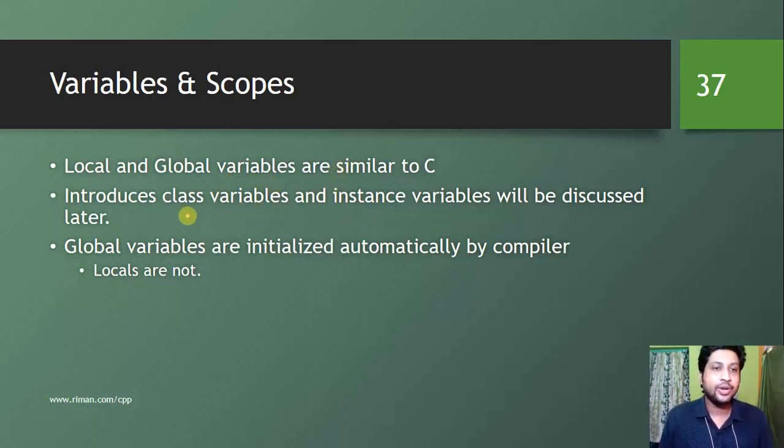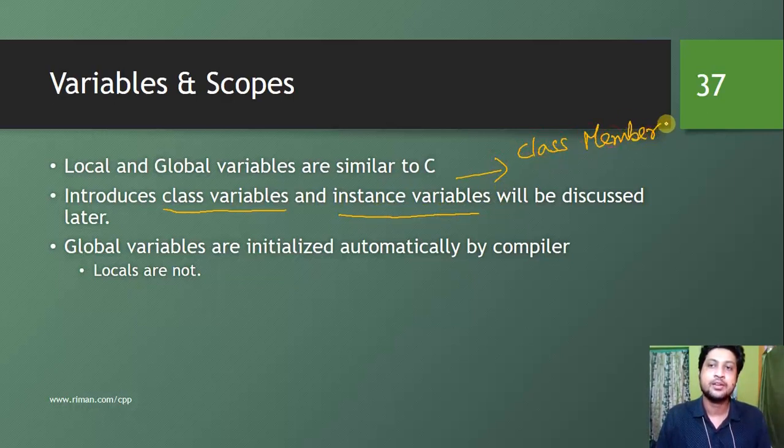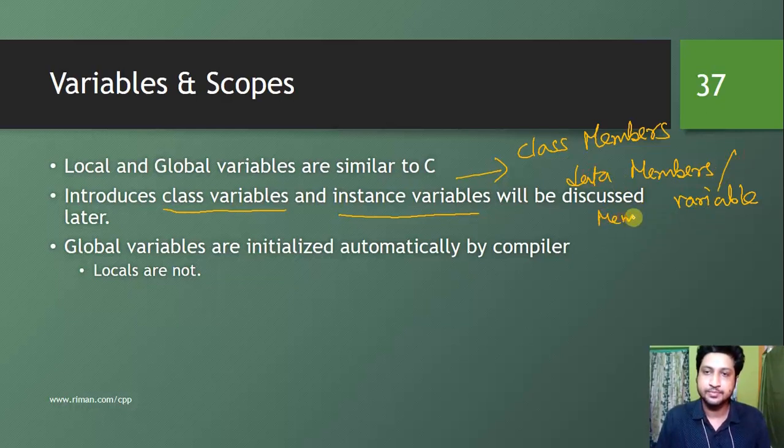Whereas C++ has introduced two different variables, class variables and instance variables, and they will be discussed later. You already have some idea about instance variables. They are inside the class, so they are class members, also known as member variables. Instance variables are also known as member variables or data members. So many names are there for instance variables. They will be discussed later.